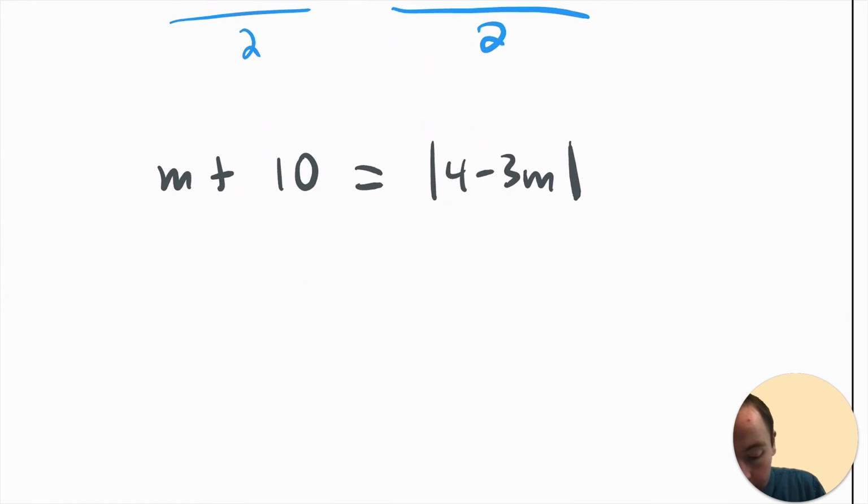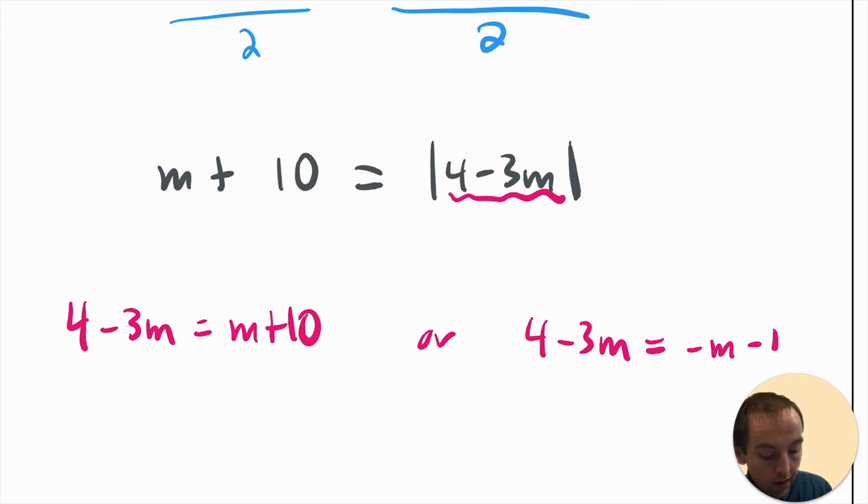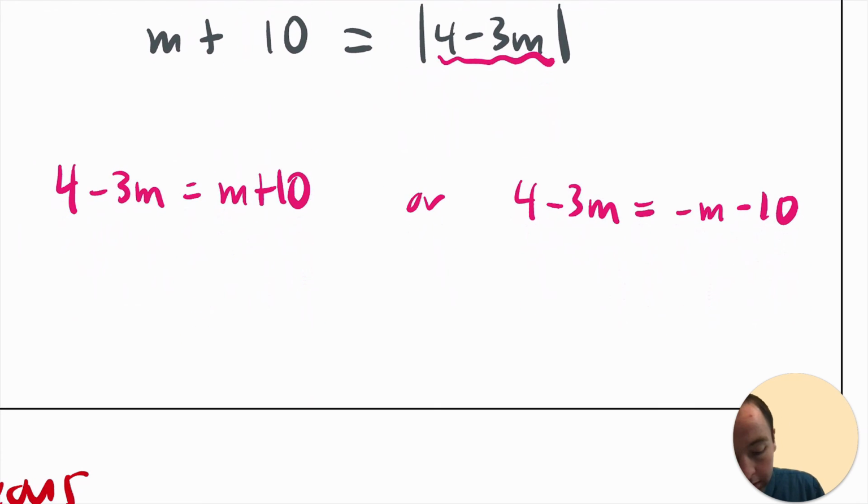All right, great. So at this point, we know that whatever's inside the absolute value either needs to be the positive of m plus 10 or the negative of m plus 10. So I can set up two different equations right here. One where 4 minus 3m is equal to m plus 10, or where the 4 minus 3m expression inside the absolute value is going to equal the opposite of m plus 10, and the opposite of m plus 10 would be negative m minus 10. And then we can go ahead and solve both of those equations.